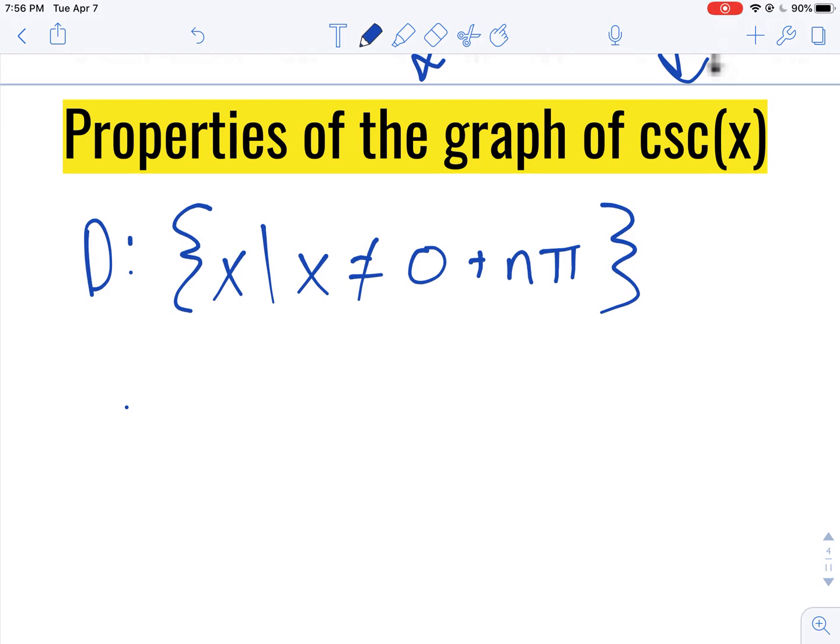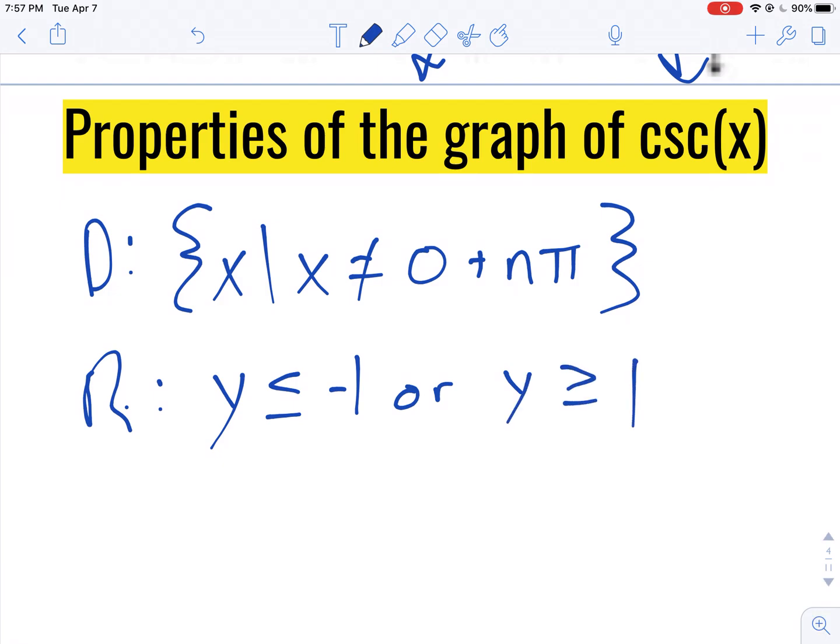And then the range of the function is y is less than or equal to -1 or y is greater than or equal to 1. So this represents the fact that y does not exist between -1 and 1. That's where sine or cosine exist. It just doesn't exist at those points. It starts either getting to be a very, very small negative number after -1, or it gets to be a larger and larger positive number after +1.